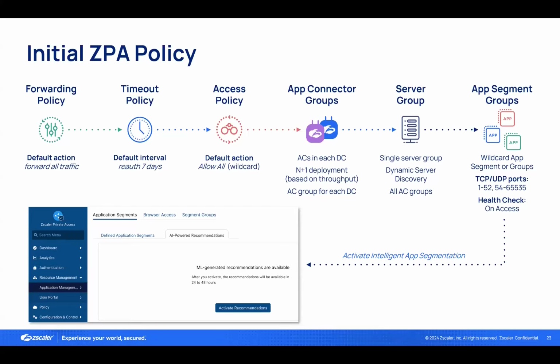By leveraging these AI-powered recommendations, you can move away from wide access segments towards segments where applications are only accessible by the users that need to have access to them. This allows you to achieve the full zero trust application access model.